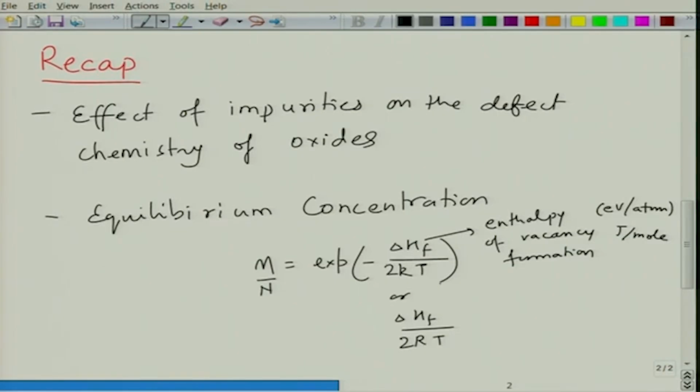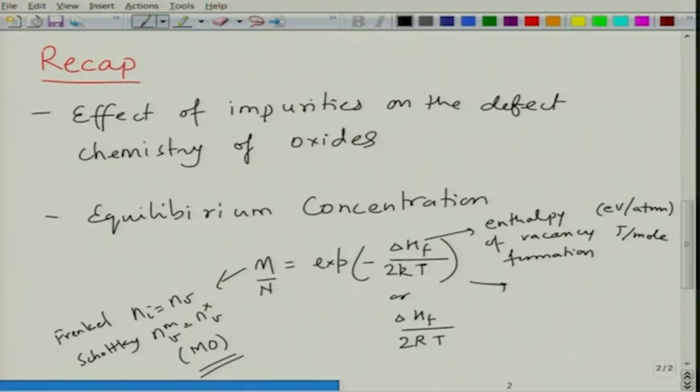So, this n could be equal to Ni equal to Nv for Frenkel defects, and for Schottky it could be Nvm equal to Nvx, because cation and anion vacancies are formed together. So, this is for MO or MX, but if it is M2O3, then the equality will change accordingly. So, you will have to do that analysis again.